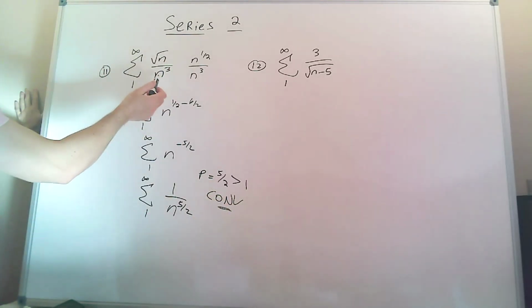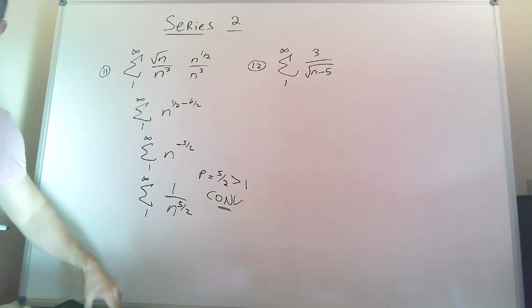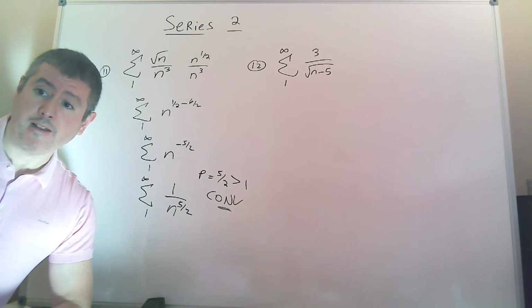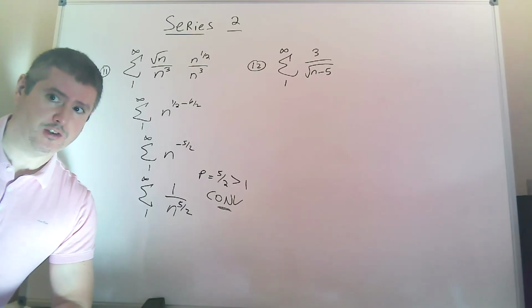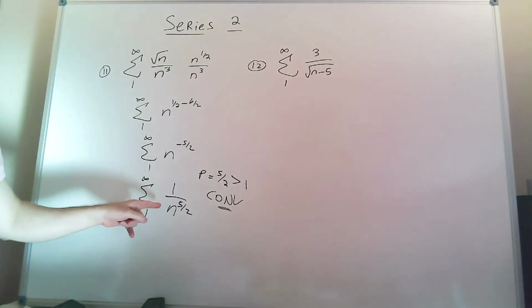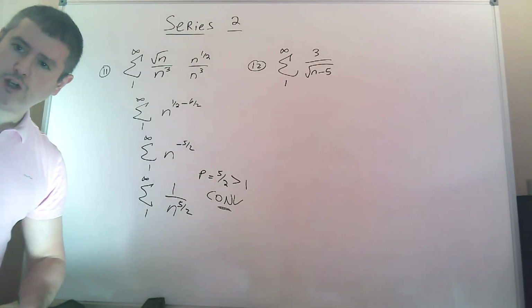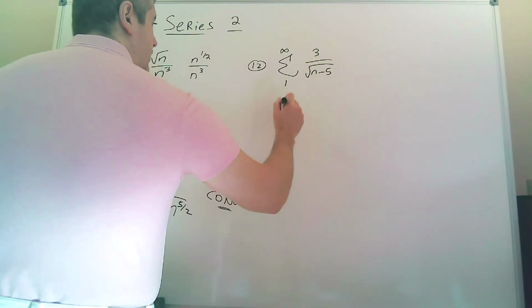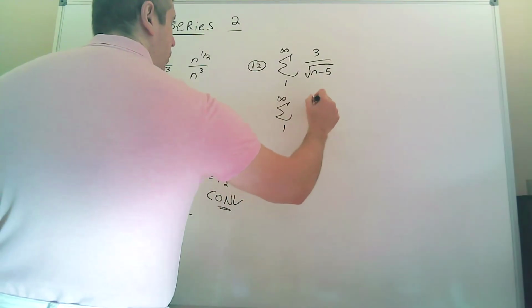So when you see something like that, again, trying to recognize what to use, you have to simplify it first. And then you see that it boils down to a p-test, which doesn't get any easier. Can you still use the integral test? Absolutely. But why would you when you can use the p-test? It's faster.